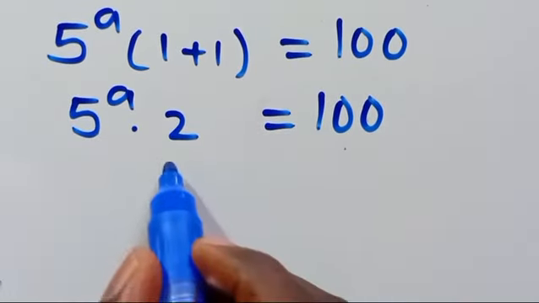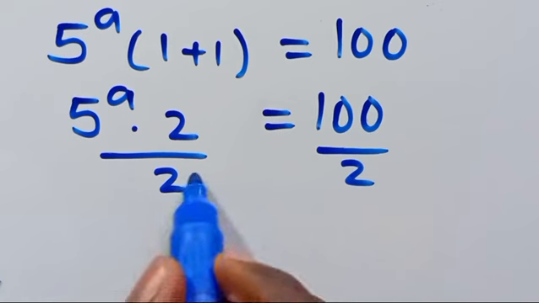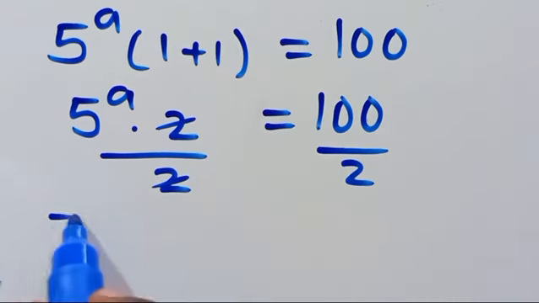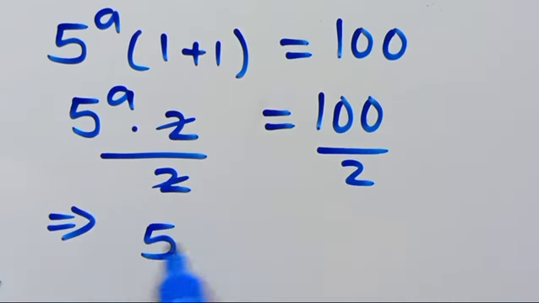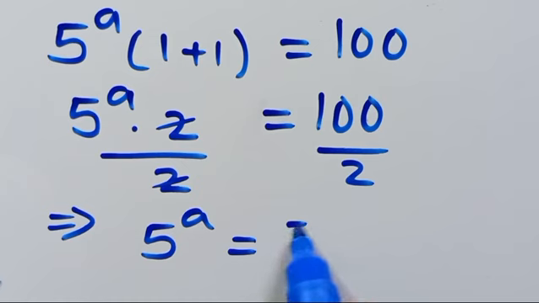So from here, let's divide through by 2. So this and this will cancel. So we are going to have 5 to the power of a equals 100 divided by 2, which gives us 50.